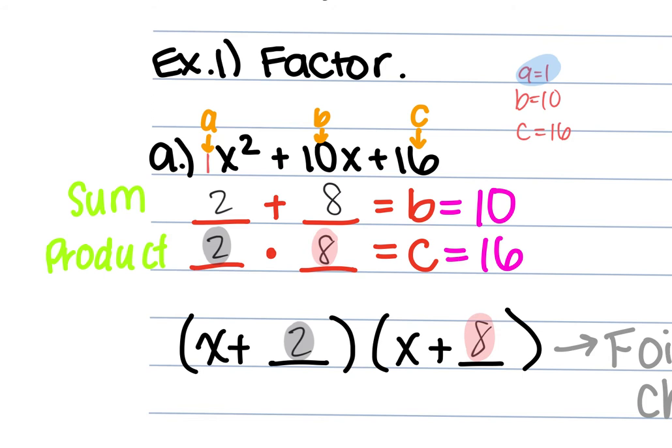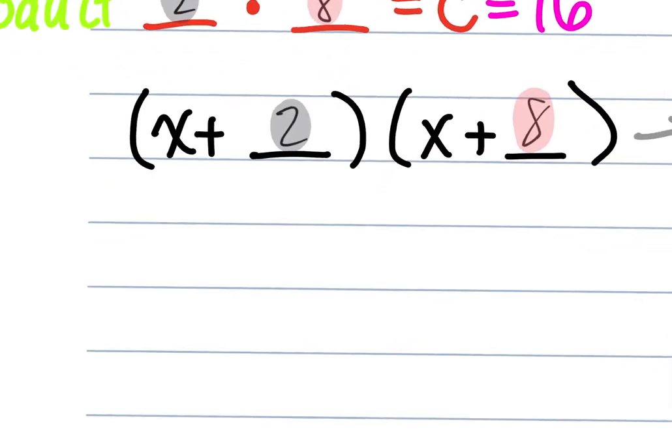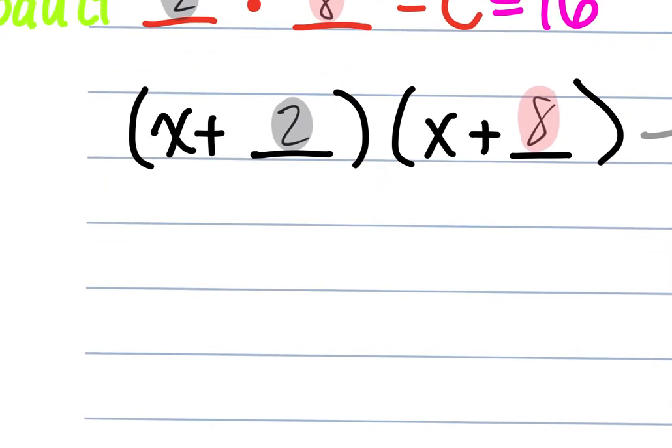Very good, Bryson. So, you do not have to foil afterwards, right? But we're going to do it for this example just so I can show you that you can always go back and check to make sure that you factored it the right way, okay? So let's go ahead and foil this out, okay? X plus 8 and x plus 2. I want you to write it down again. X plus 2 times x plus 8.